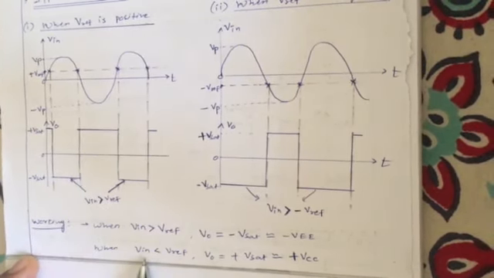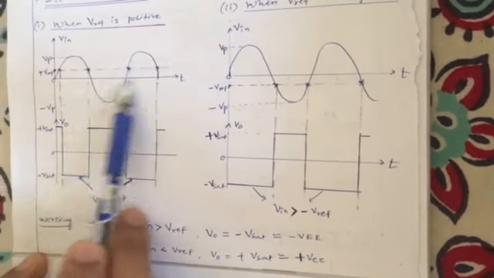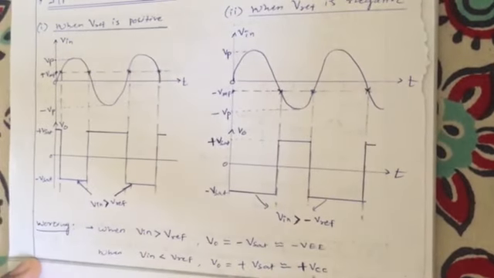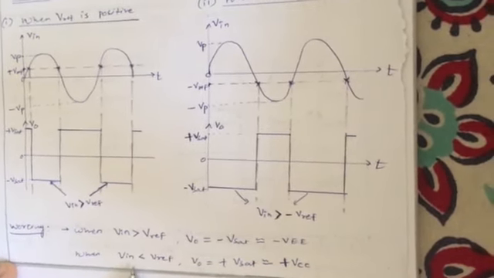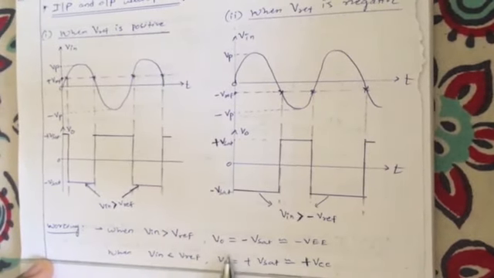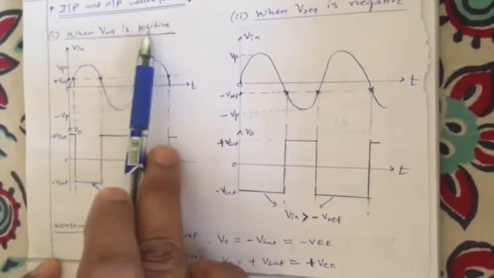The other case is this one, when Vin is less than V reference. When Vin is less than V reference, that means this entire portion here, in this case my output becomes plus V sat. Again, student, when Vin is less, output is more. When Vin is greater, output is less because of the inverting configuration. So these are the input and output waveforms when V reference is positive.